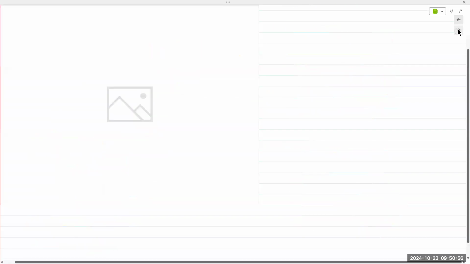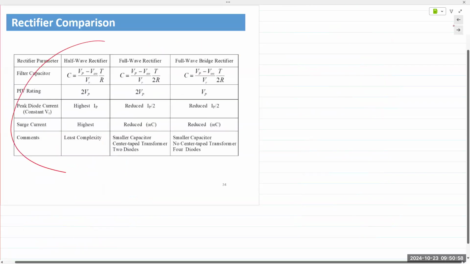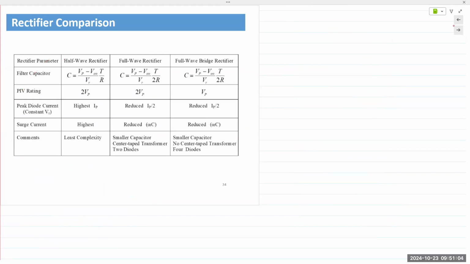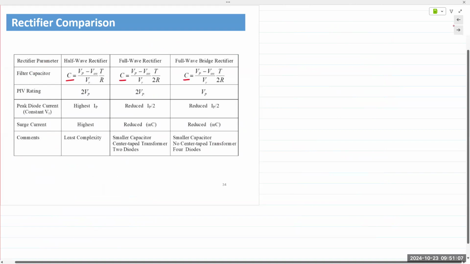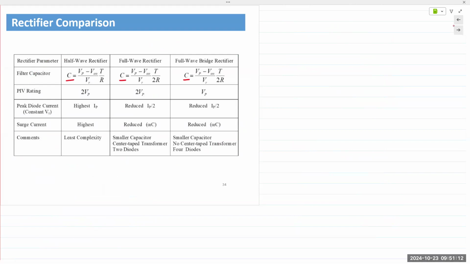So the next slide is a comparison of all the equations for all three rectifiers. Same equations, we are simply rearranging the terms for the capacitor. So based on the desired ripple voltage, we can choose a capacitor that is large enough to give us an almost flat DC line. It's simply a summary of the previous equations. Any questions come to mind?